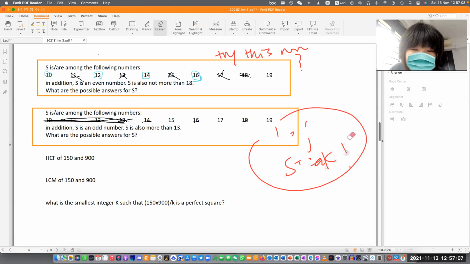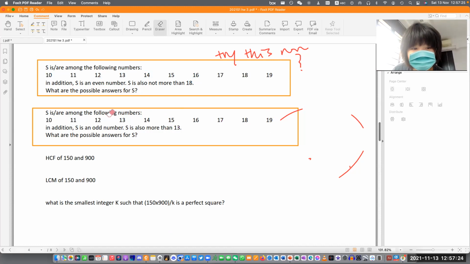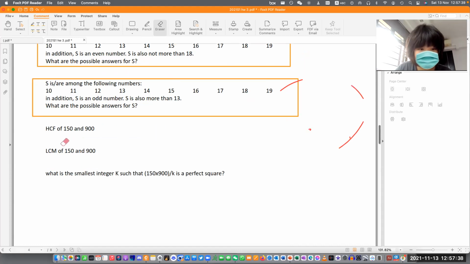I found the possible answers 15, 17, and 19. Nice. Okay. So in fact, by doing these two questions, I expose you to what are even numbers or what are integers. You understand? The mathematics universe: real numbers, rational, irrational, and then what? Whole numbers, integers and all those. Yeah, very good.